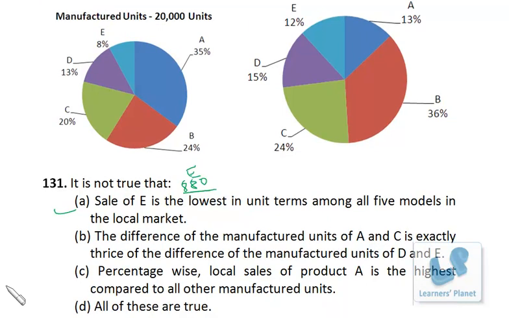Okay. Now the difference of manufactured units of A and C is exactly thrice the difference of manufactured units of D and E. Okay, so the difference in manufactured units of A and C is 15%, and D and E is 5%. So yeah, that's thrice. No need to calculate the exact number of units, because if the percentage is 3 times, then definitely the number of units will also be 3 times, because this data is constant. So this is also true. Now no need to do the third, because if 2 options are correct, we cannot tick 2 answers, so all of them must be true. Okay, so that was a pretty interesting, simple set.